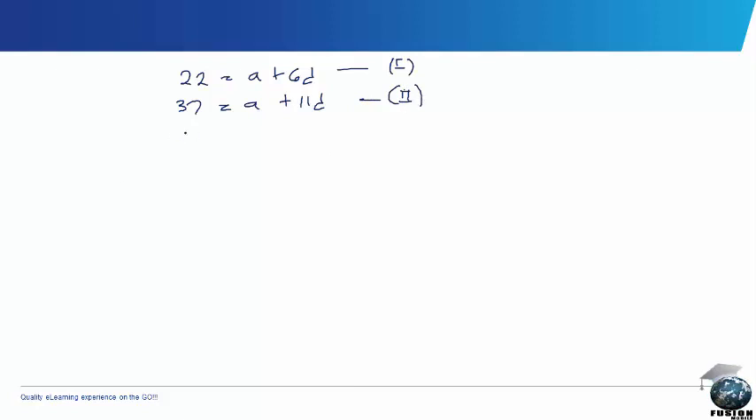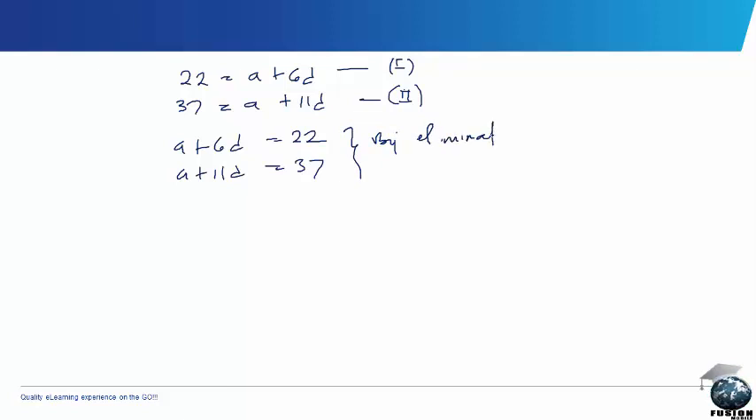You can as well switch your formula to look like this: a plus 6d is equal to 22, and then a plus 11d is equal to 37. It doesn't really affect the equation. Okay, I'll solve by elimination method, because that's the easiest one for me. You can apply the substitution method if you like.